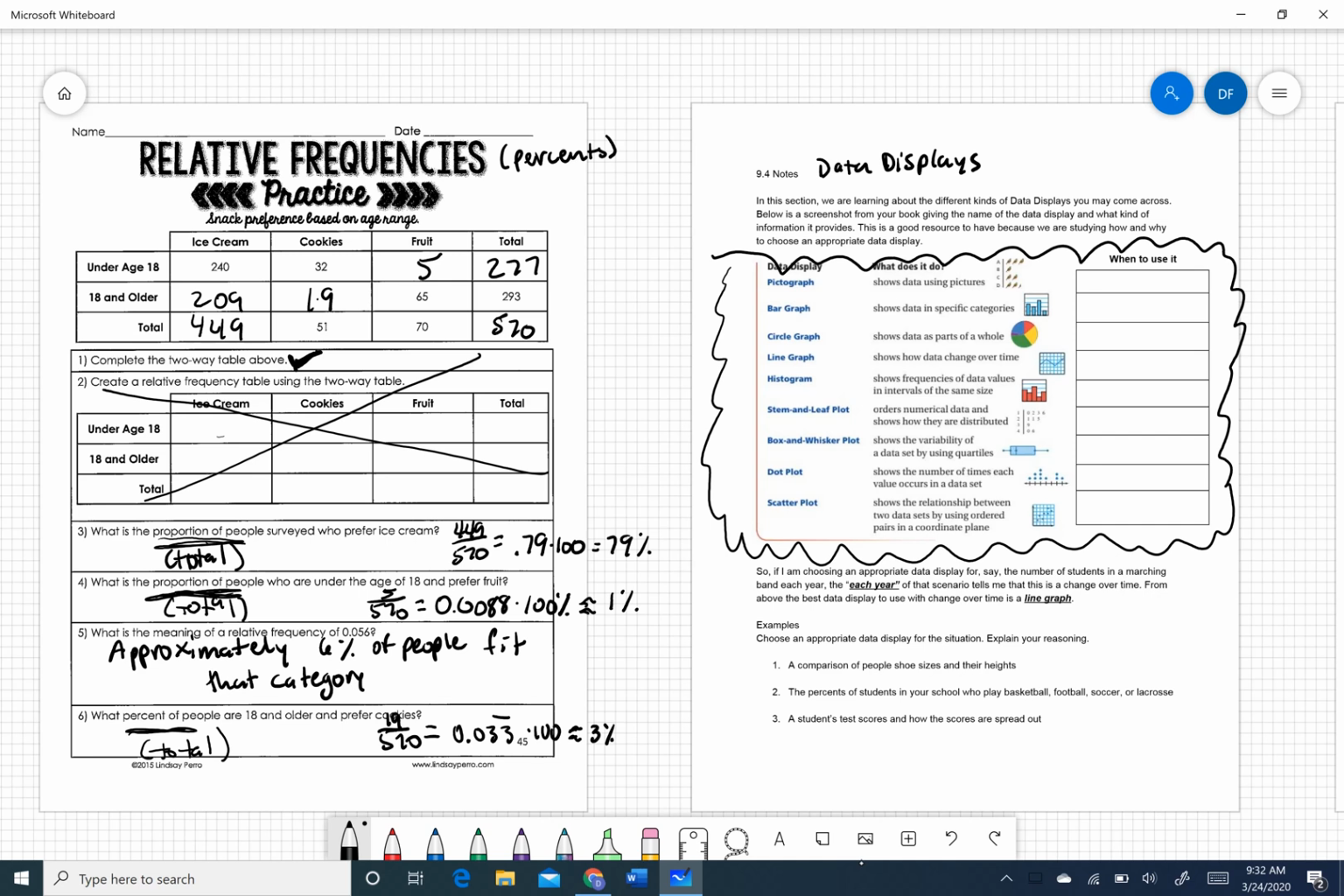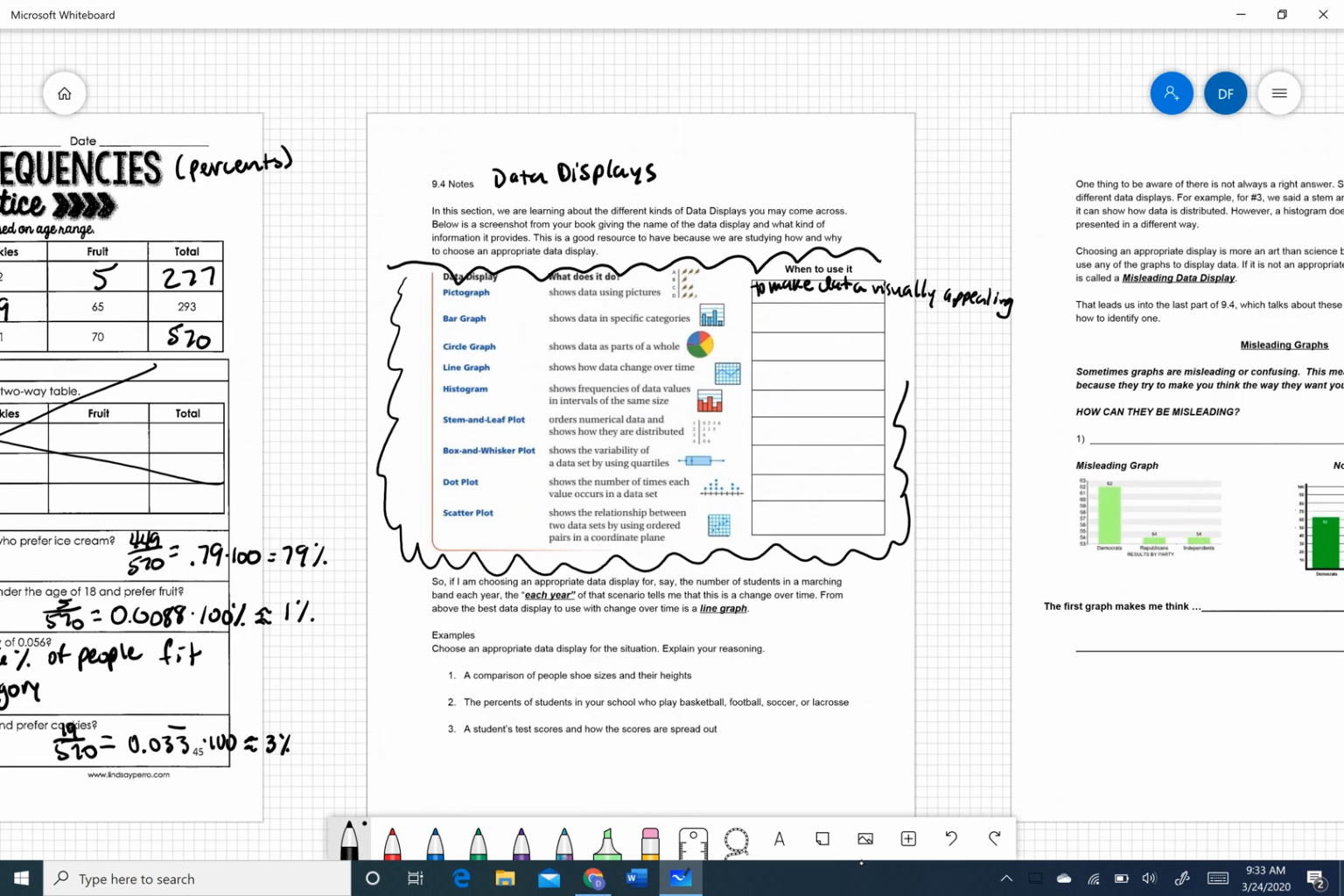So when you want to use a pictograph to make data visually appealing, right? I'm actually going to move this over a little bit, because I don't really have a lot of room. There it is. All right.